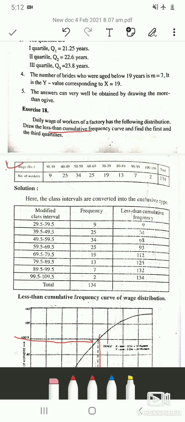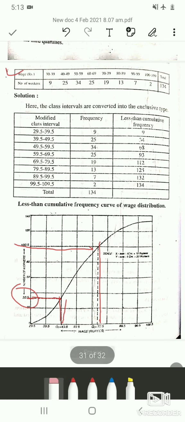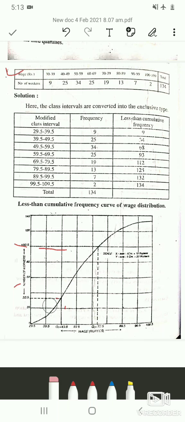So always remember, if they have given inclusive type, you have to convert it to exclusive, and if they have not mentioned in the question which type of ogive you have to draw, then it is your choice. It is better if you go with less than cumulative frequency curve or less than ogive. For less than ogive, you have to plot less than cumulative frequencies for upper limit. If you're plotting more than ogive curve, then it will be for lower limit. And with the help of ogives, we can find the quartiles and median.